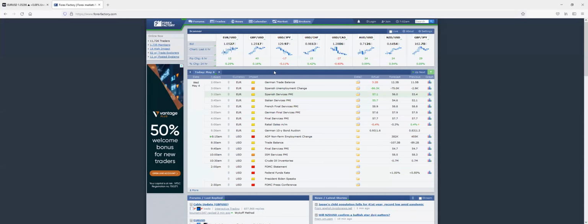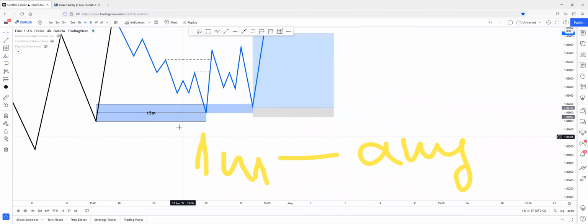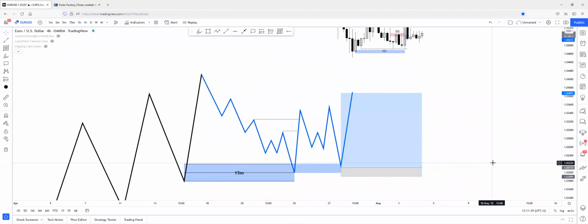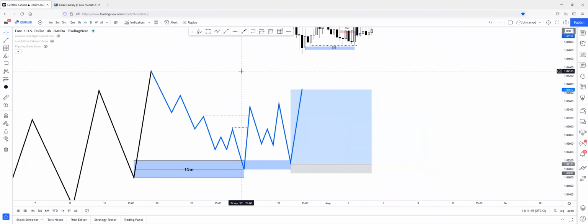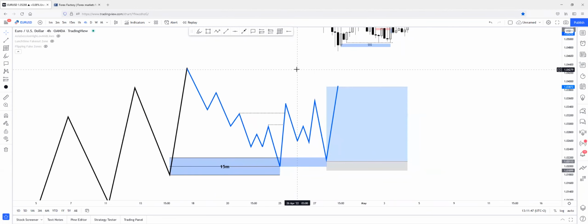Okay, now that we cleared all of this. What about the 5 minutes? 5 minutes is the same as 15 minutes. So you have to treat the 15-minute zone as the 5-minute zone. All right, thank you. So here comes the question.